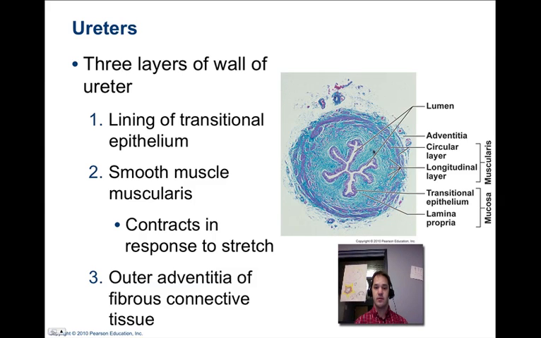Ureters have three basic layers. They've got an epithelial layer that's made up of transitional epithelium. They've got a smooth muscle layer, and that's right here, and that's involved in the peristalsis, and it contracts in response to stretch. So when the ureter gets filled with urine, it contracts. And then there's the adventitia right here, or outer fibrous layer of connective tissue.